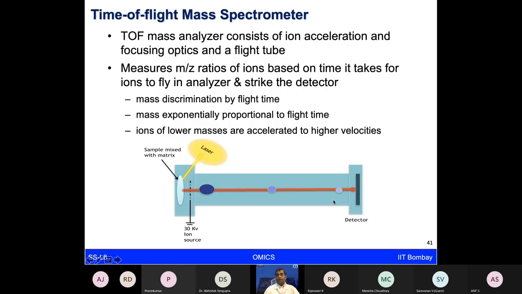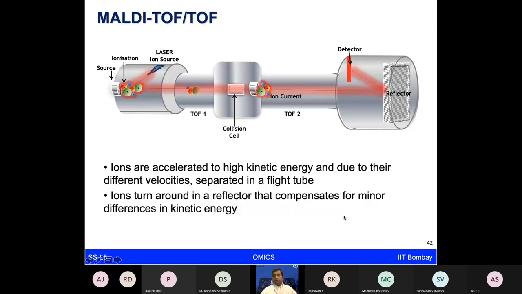Then what you're looking at is how much time it takes for these ions to fly in the analyzer and reach the detector. The mass discrimination is based on the flight time, which is proportional to the mass, how much time they take to reach the detector. Ions of lower masses are accelerated to higher velocities. So based on how much time they take to fly in the TOF tube, you are separating these ions based on the mass-to-charge ratio.